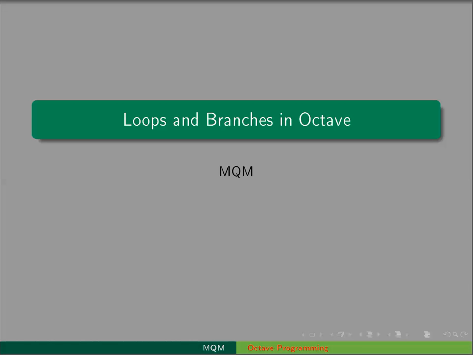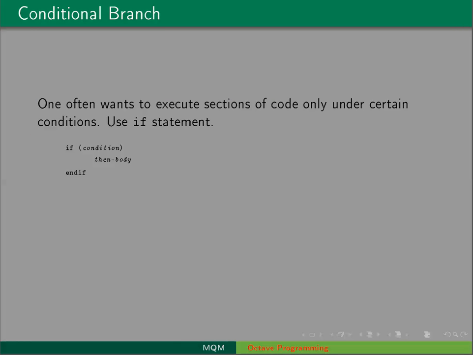Loops and branches in Octave are the topic of this video. A loop refers to doing some section of code over and over, and a branch refers to doing one section of code versus another depending on some logical condition. Conditional branch, also an if branch.